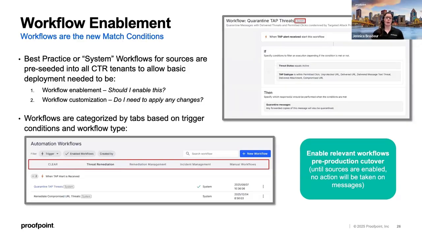Now, because in our recommended cutover process, we are leaving the sources disabled, you are able to enable all of the best practice or applicable workflows pre-cutover and get them all staged and ready, because until these sources are enabled, nothing is coming into Cloud Threat Response, and so no action would be taken.